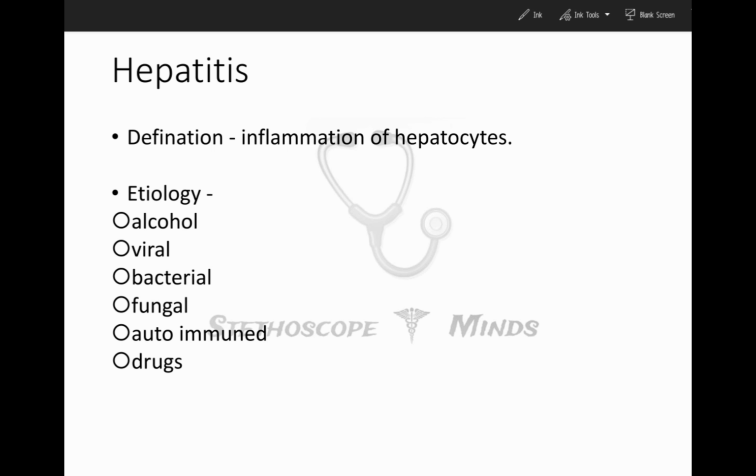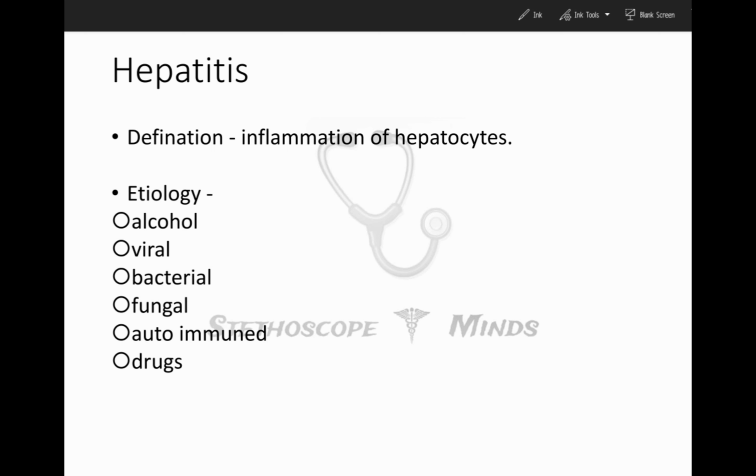Itis means inflammation and hepat means hepatocytes. What are hepatocytes? These are the functional cells of the liver, which make up 70 to 80% of liver mass, and they are used in metabolism, protein synthesis, storage of nutrients, etcetera. Inflammation of these cells causes hepatitis.